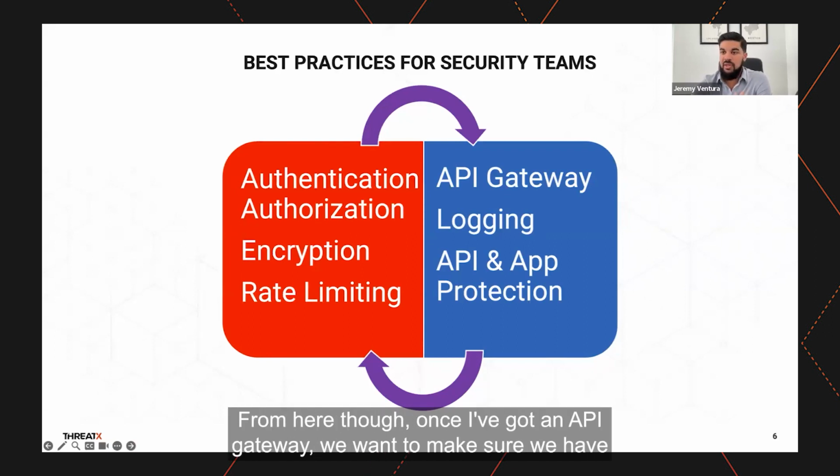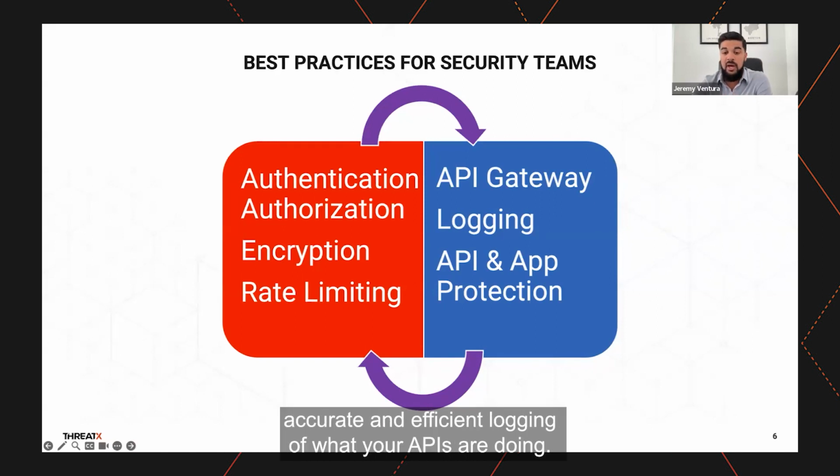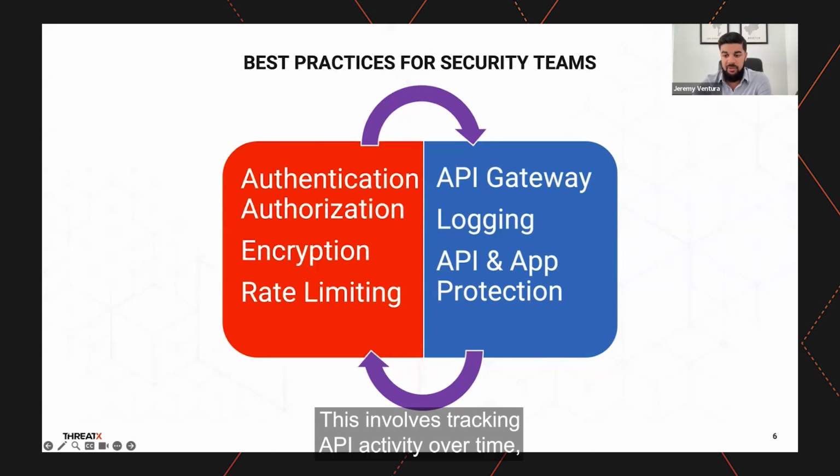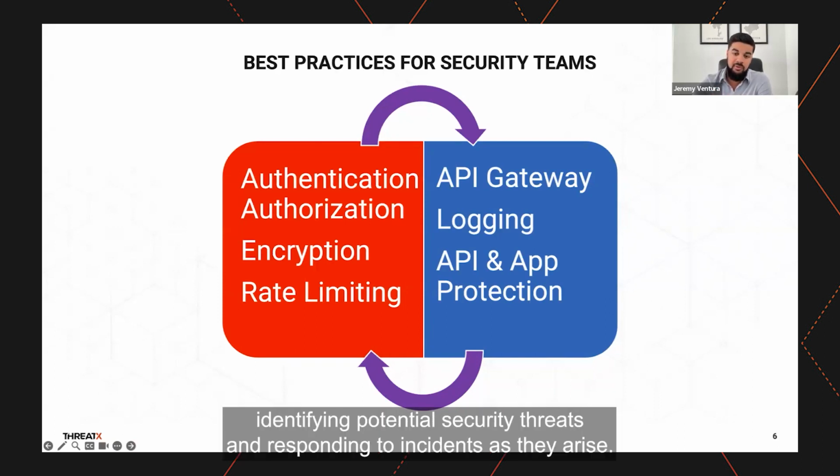From here, though, once I've got an API gateway, we want to make sure we have accurate and efficient logging of what your APIs are doing. A critical component of securing APIs is actually the monitoring of this. This involves tracking API activity over time, identifying potential security threats, and responding to incidents as they arise.